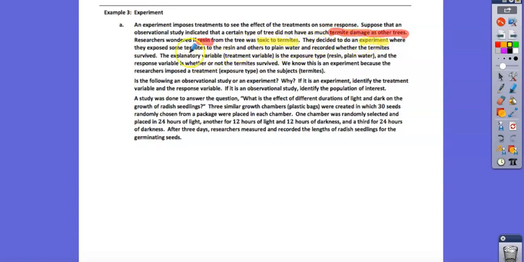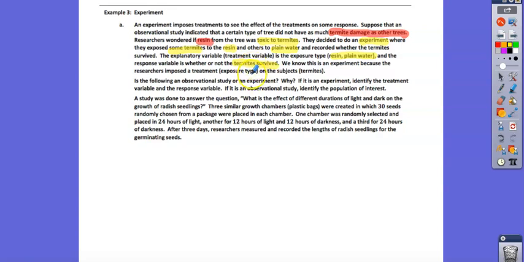So what they did was they exposed some termites to the resin and others to plain water. So here's the experiment. Some were resin, some were plain water, and they recorded whether the termites survived. The explanatory variable, the treatment variable, is the exposure to resin or plain water. And the response variable is whether or not the termites survived.